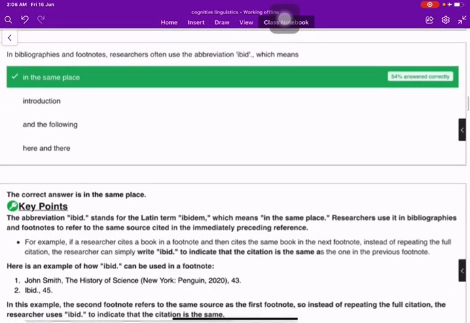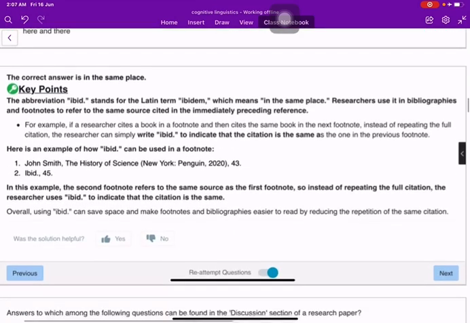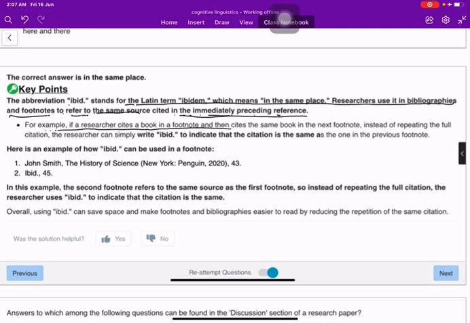Now, in bibliographies and footnotes, researchers often use the abbreviation IBID, which stands for the Latin ibidem, which means in the same place. Researchers use it to refer to the same source cited in the immediately preceding reference. For example, if a researcher cites a book in a footnote and then cites the same book in the next footnote, instead of repeating the full citation, the researcher can simply write IBID to indicate that the citation is the same as the one in the previous footnote.